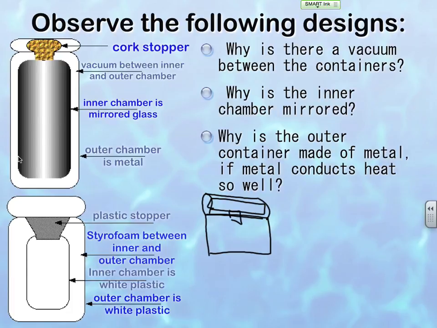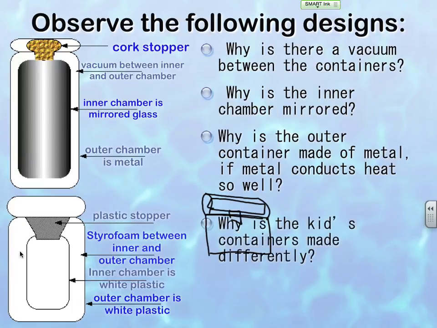So what happened was, by the time I was about your age in high school, these were starting to appear. And so if we look at this sort of thing, we start saying, well, this is showing up in the kids' things. These were still being made for adults, but the bottom one was being made for the kids. What's different about the bottom one? Yeah, we have styrofoam instead of a vacuum.